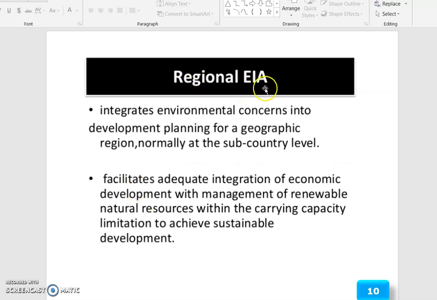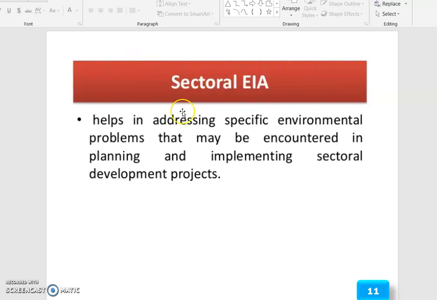Then the regional EIA integrates environmental concerns into development planning for a geographic region, normally at the sub-country level. It facilitates adequate integration of economic development with management of renewable natural resources within the carrying capacity limitation to achieve sustainable development.